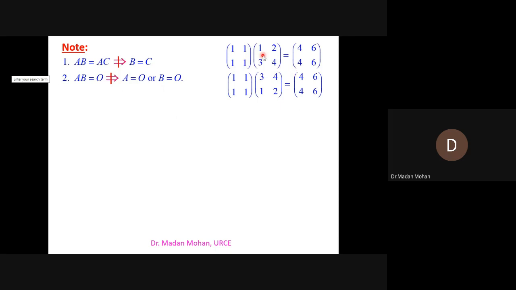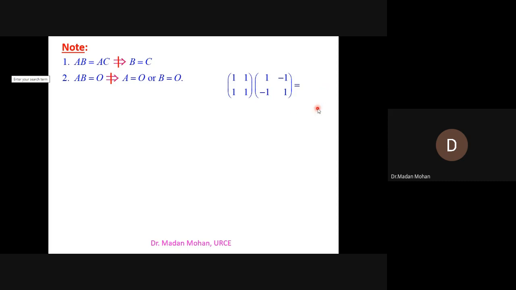Let me explain. I remove this. I have taken one matrix A, another matrix B. Please observe, example. Now multiply both. Here A is not a zero matrix, B is not a zero matrix. Multiply both. Now tell me the answer. Row column wise, please tell me the answer.